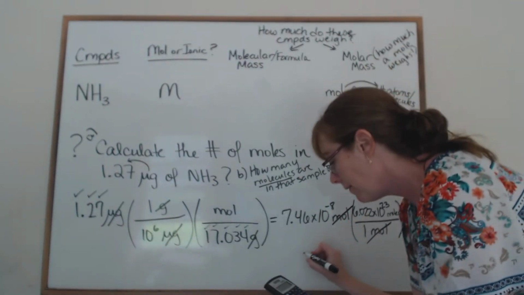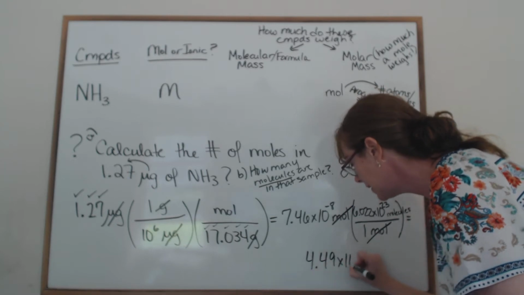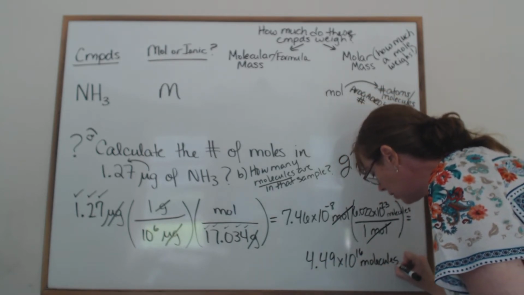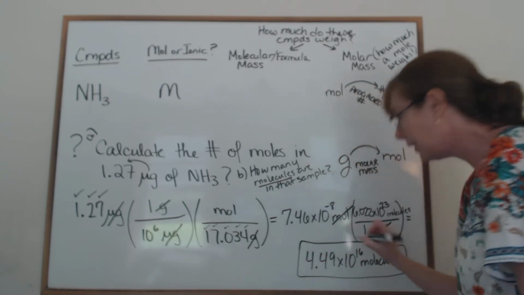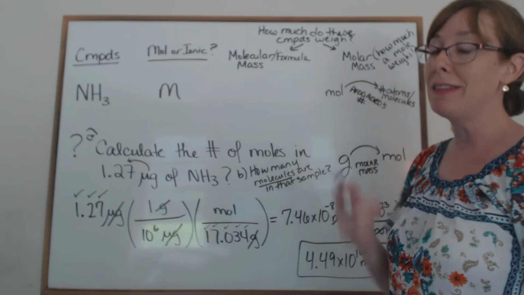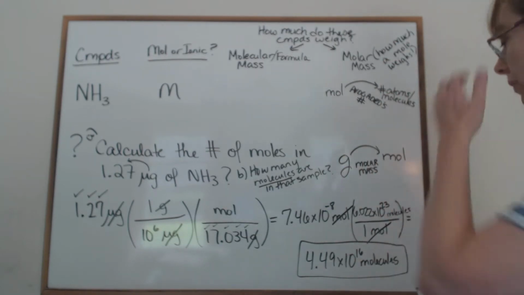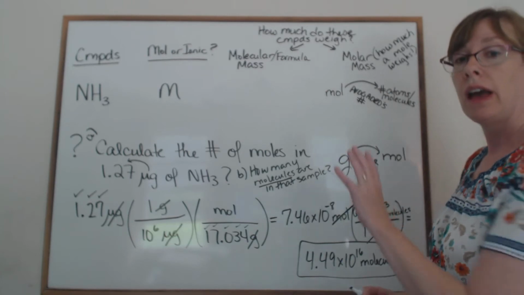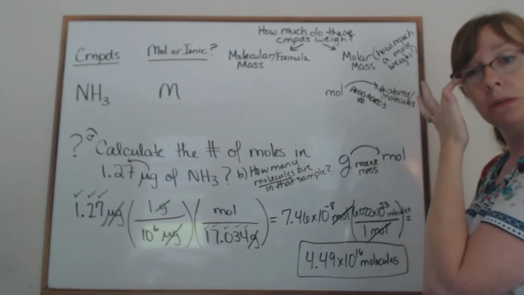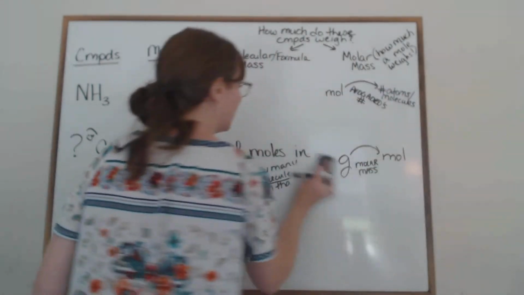And I will get, for part B, 4.49 times 10 to the 16th molecules. And that also makes sense because there surely would be a lot of molecules, even if it was a small mass. Atoms are really small, so there would be a lot of them in there. Okay, so that's how you do a gram to mole, and if you're asked, a mole to number of molecules problem. Let me show you another angle on this.